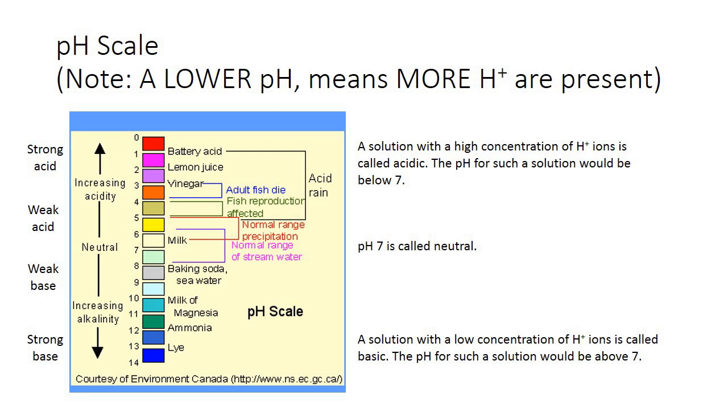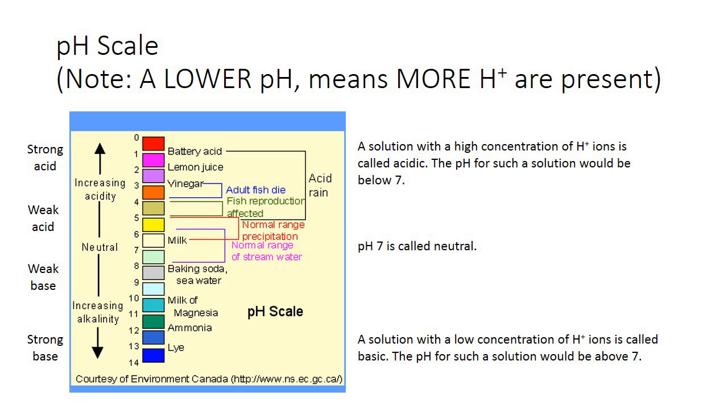A pH of 7 is considered neutral. A pH below 7, so 0 to 6, is acidic. And above 7, so 8 to 14, is considered basic. Okay, so you have acidic, neutral, basic.